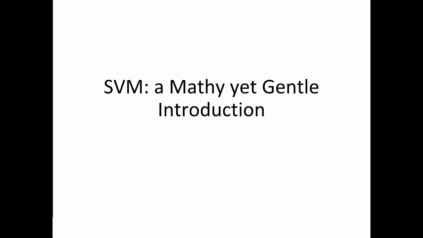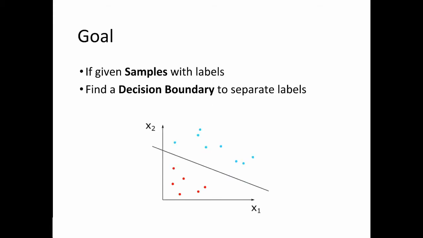So in this video, I will start off from intuition and show how we can derive this algorithm step by step. So SVM tries to solve a problem called classification. In the classification problem, you are given a bunch of samples with labels, and you try to find the decision boundary to separate those labels, such that in the future, when you are given a new sample without label, you will be able to tell what's the label of that sample by looking at whether that sample belongs to this side or the other side of the decision boundary.